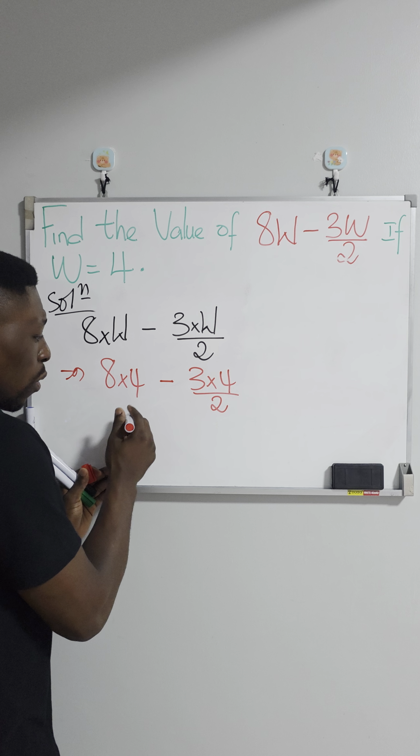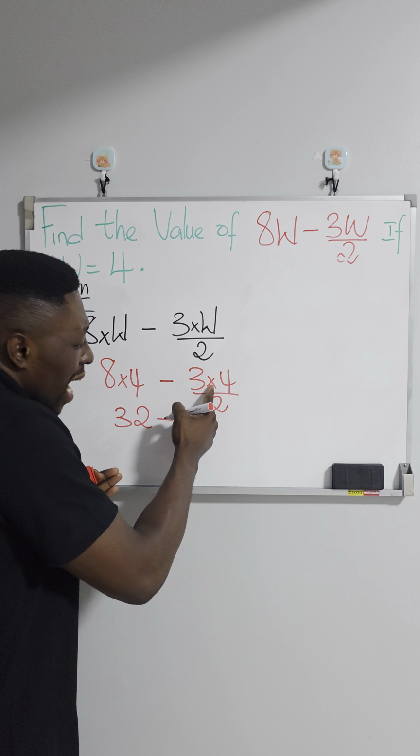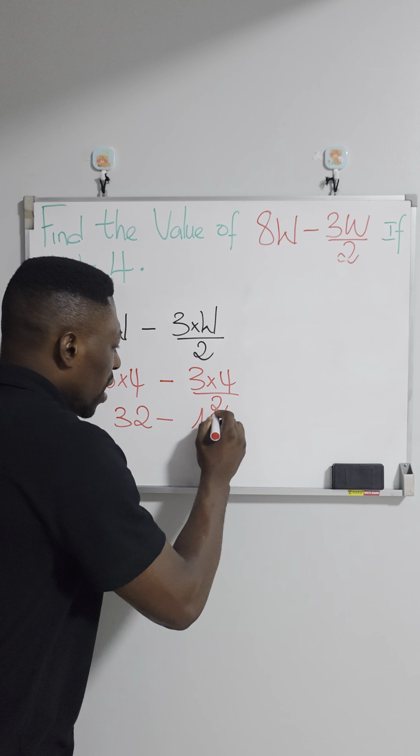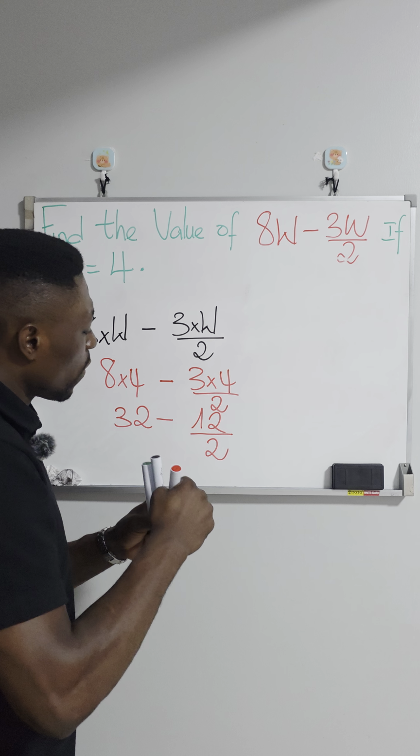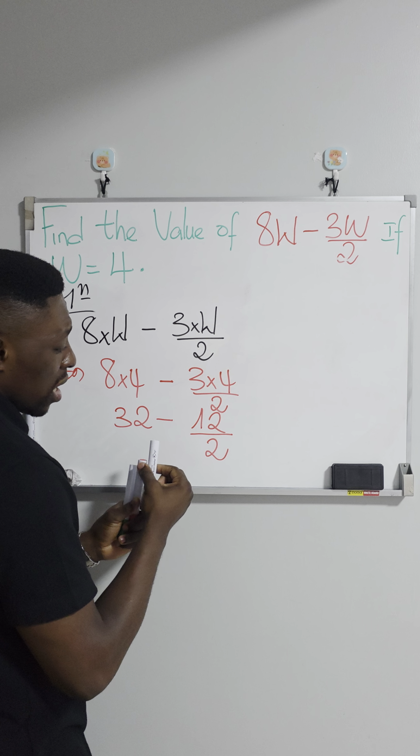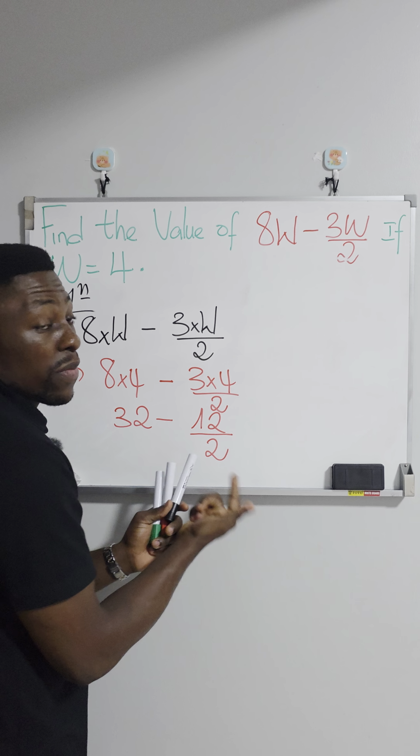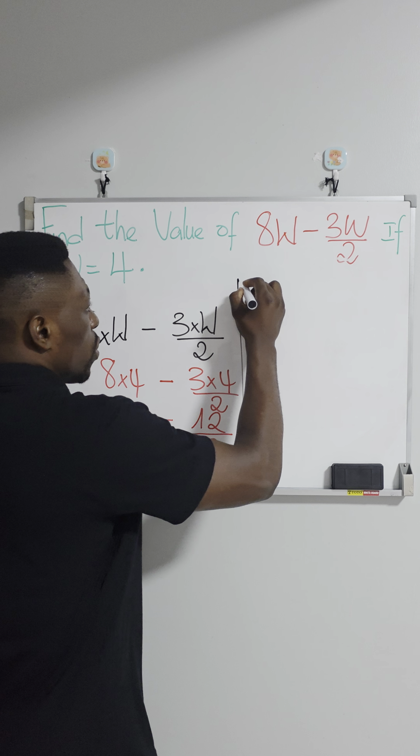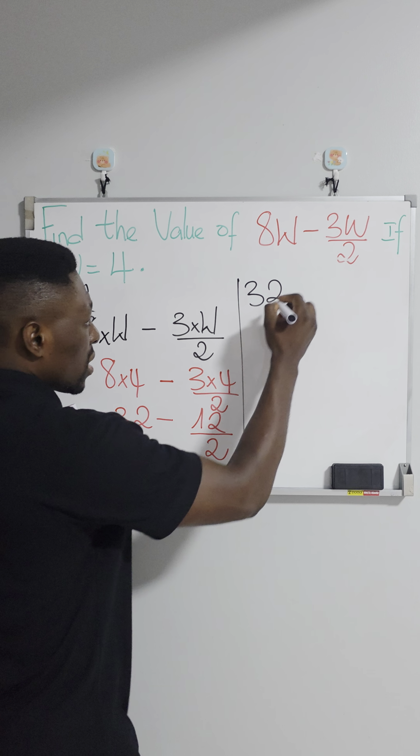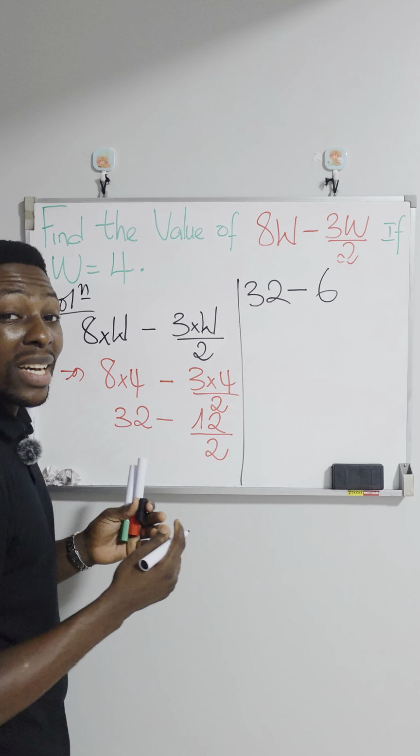What is 8 times 4? It is 32. Minus 3 times 4 is 12. Not forgetting the denominator, which is 2. I can further simplify this fraction here. What is 12 out of 2? 12 out of 2 is the same as 12 divided by 2. So at the end of the day, here I'll have the 32, the minus sign here. Now 12 out of 2 simply boils down to 6.